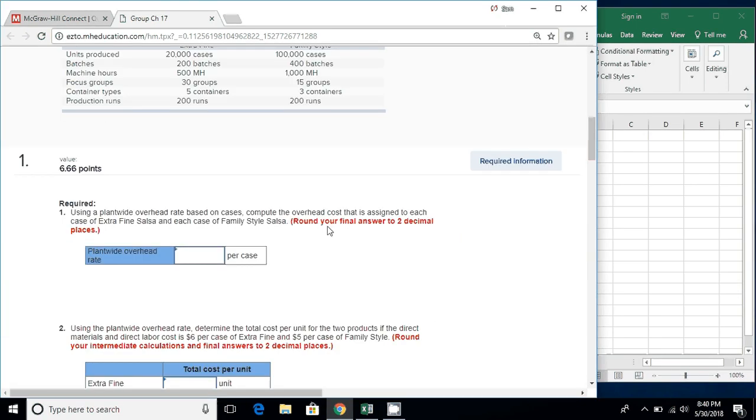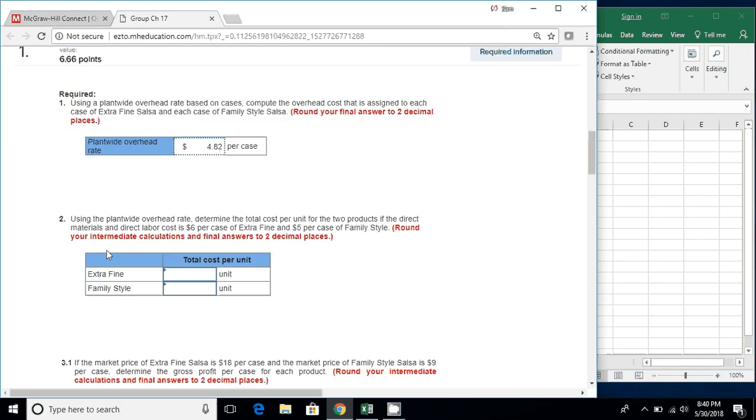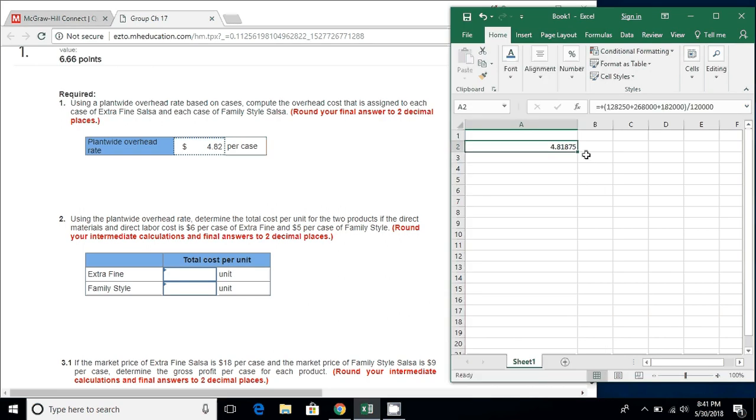You'll see here that it asks us to round our answer to 2 decimals, and that's it. I mean, that's really all there is to doing a plant-wide rate. You just take the total cost divided by your activity driver, and you've got it done. $4.82 a case is what plant-wide looks like. And then it says, using the plant-wide overhead rate, determine the total cost per unit for the two products if the direct materials and direct labor cost is $6 per case for extra fine and $5 per case for family style. Okay, well, so what's the total cost for extra fine?